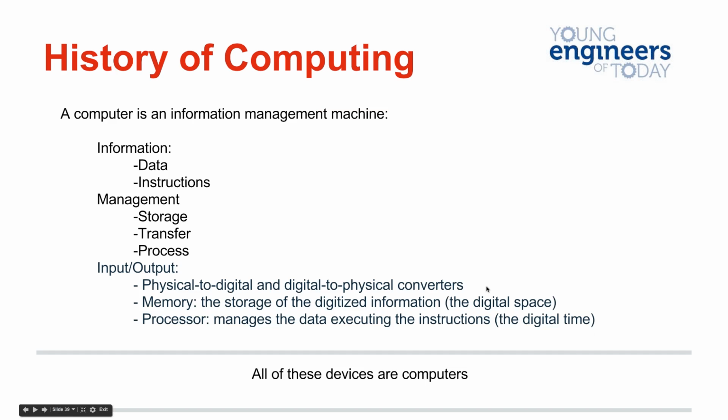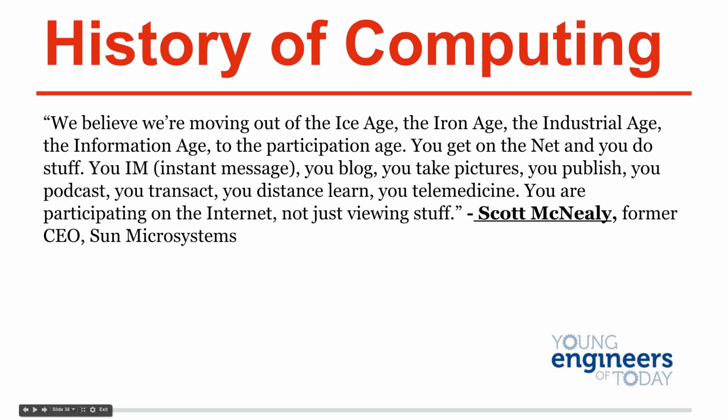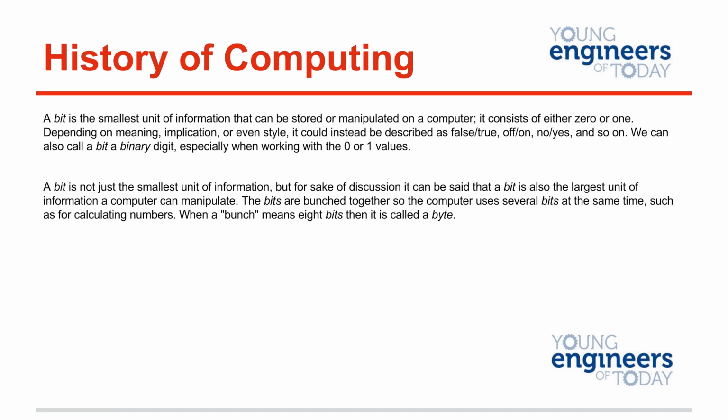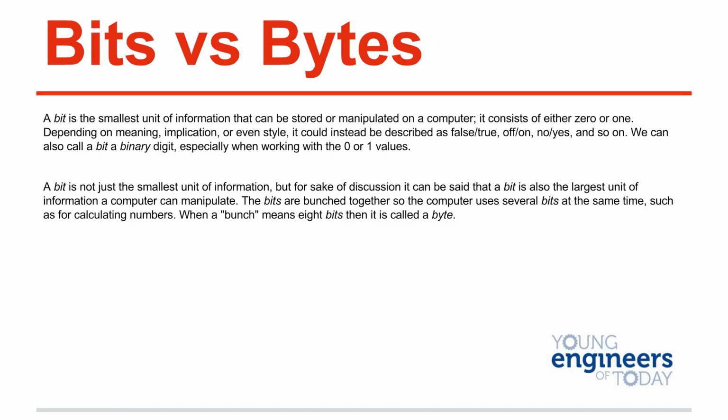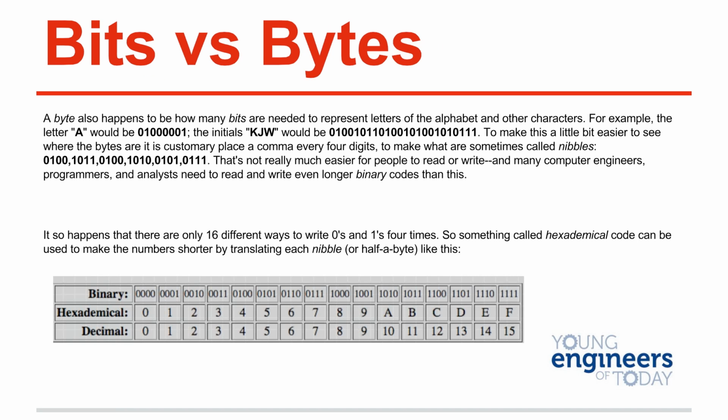Now, real quick, I'm going to scroll through this. History of computing in a nutshell. Information: you have data and instructions. Management: storage, transfer, and process. You have input and output. I'm moving a little bit faster, but bits and bytes. Bits consist of zeros and ones, basically looking at it as false, true, off, on, no, yes. And this is binary code when we hear that.